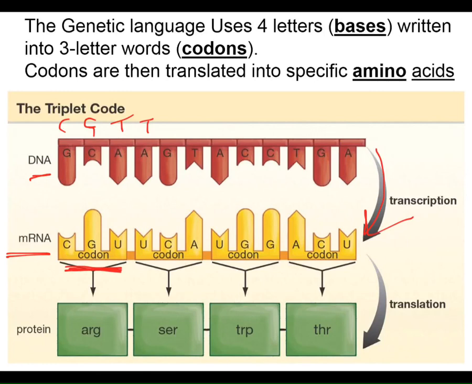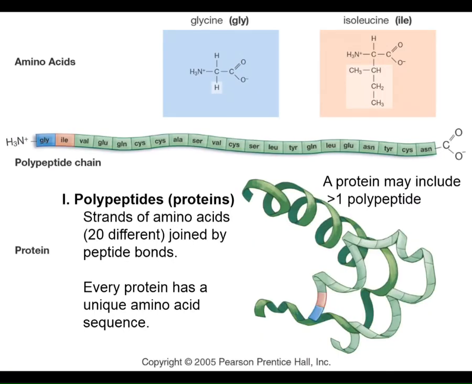And it just happens to be that every time that the cell sees CGU, you're not going to memorize this. I'll show you how to do this. The tRNA is always going to bring in an amino acid called arginine, ARG. And every time the cell sees instead UCA, it's always going to bring in serine, SER. And every time it sees UGG, it's always going to bring in TRP. And ACU, THR. I'll show you how to do that. But that's the basics of this.